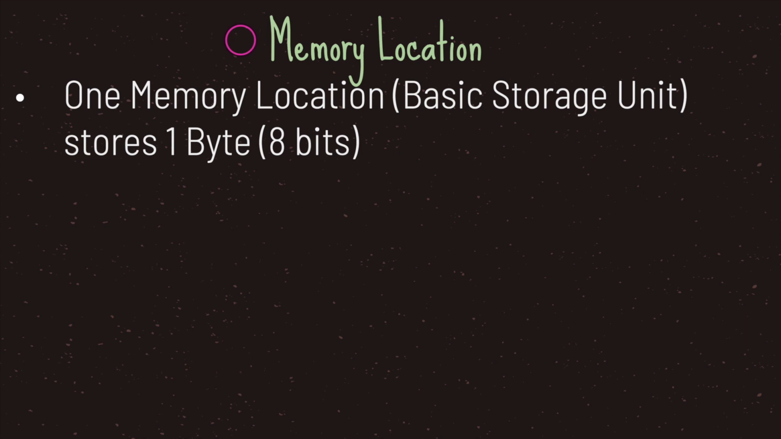Before we begin, let's talk about memory location. So when talking about memory location, we generally mean that one memory location or basic storage unit stores 1 byte, which again is 8 bits.